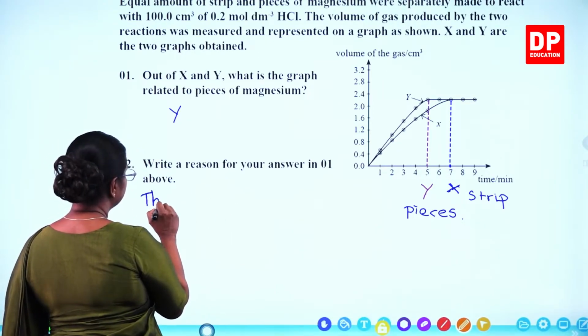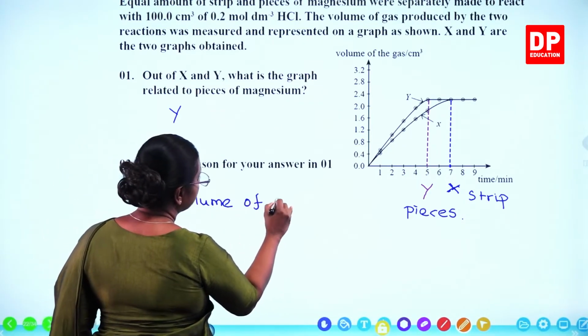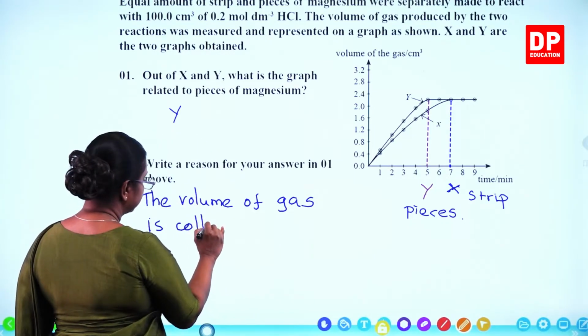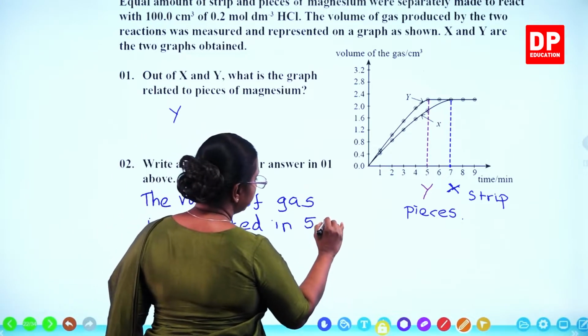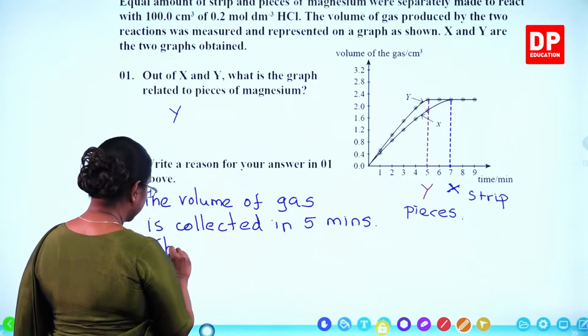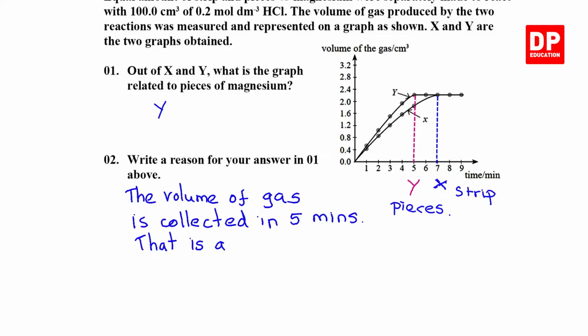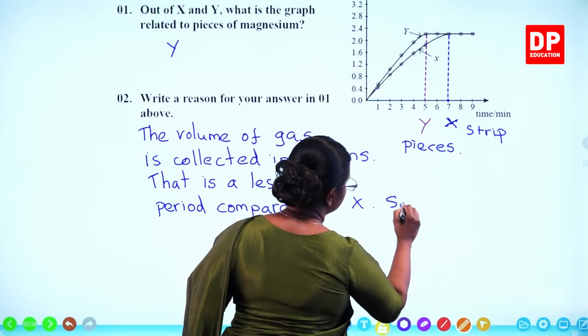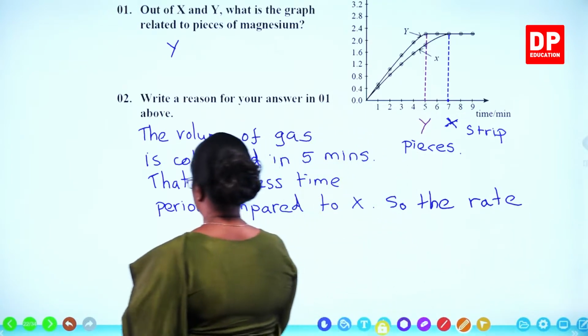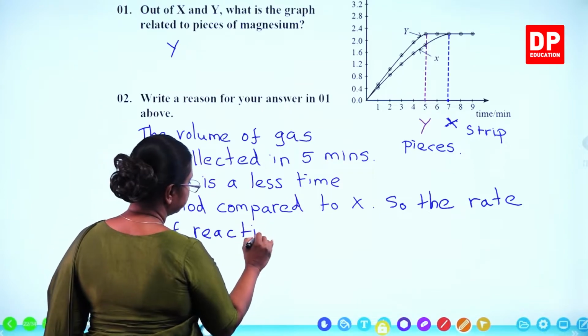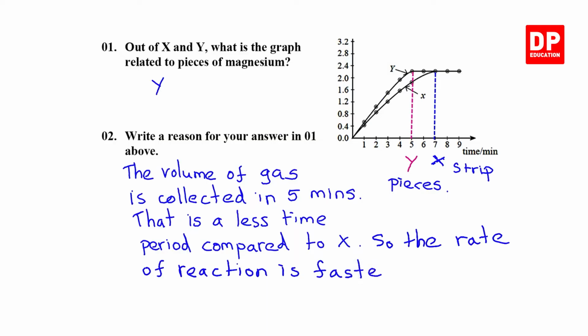So we can say the volume of gas is collected in 5 minutes. That is a less time period compared to x. So the rate of reaction is faster in y. So that is how we come to that conclusion.